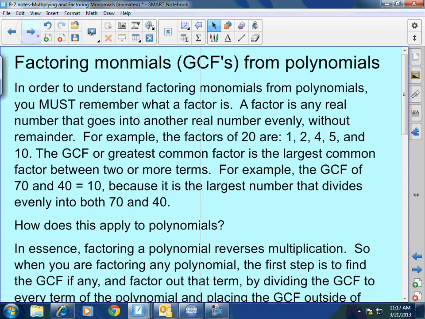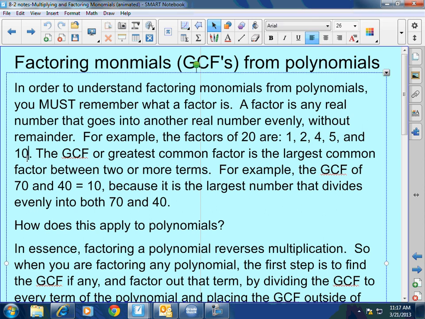All right, next. Now, let's go to factoring. Factoring monomials. Okay, when we're factoring monomials or the GCFs from polynomials, so easy, guys. In order to understand factoring monomials from polynomials, you must remember what a factor is, first of all. A factor is any real number that goes into another real number evenly, without remainder.